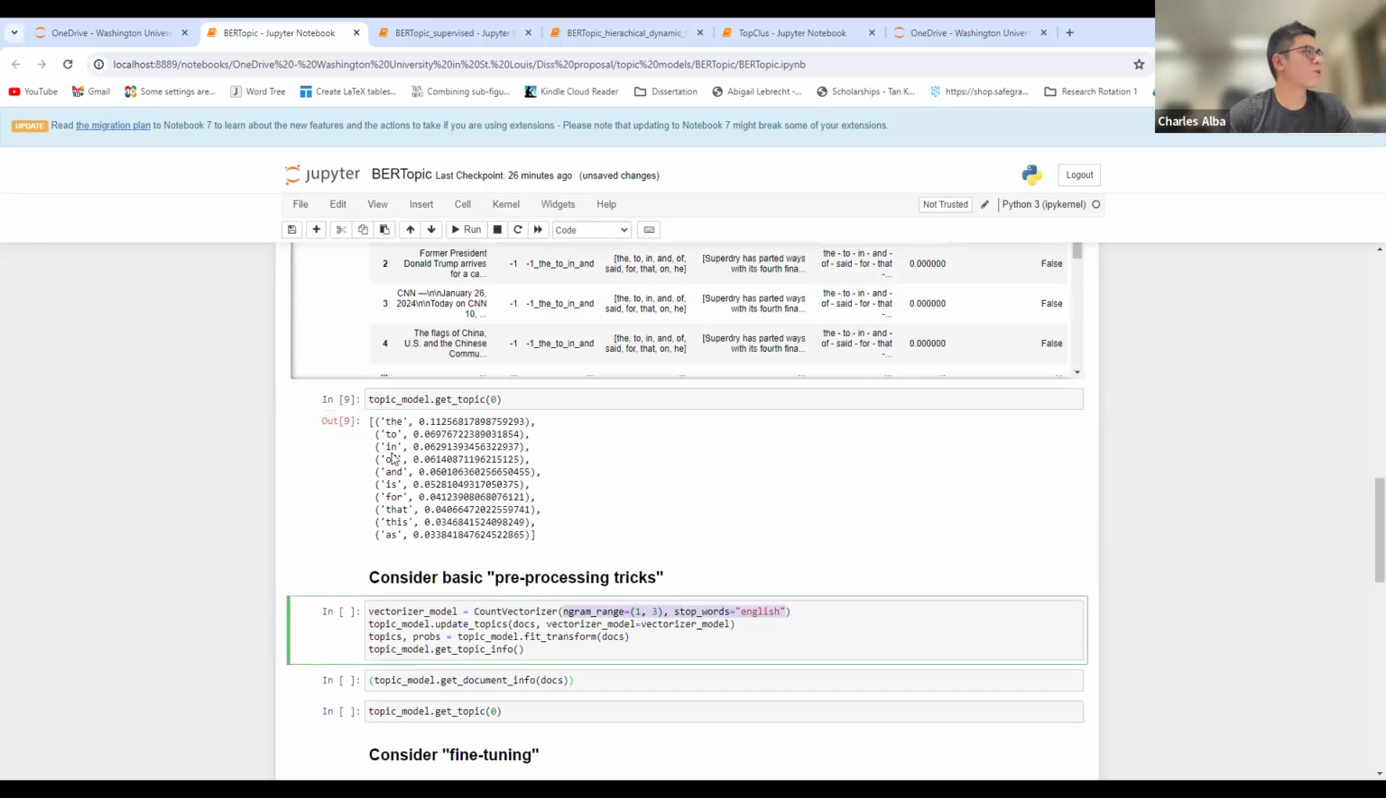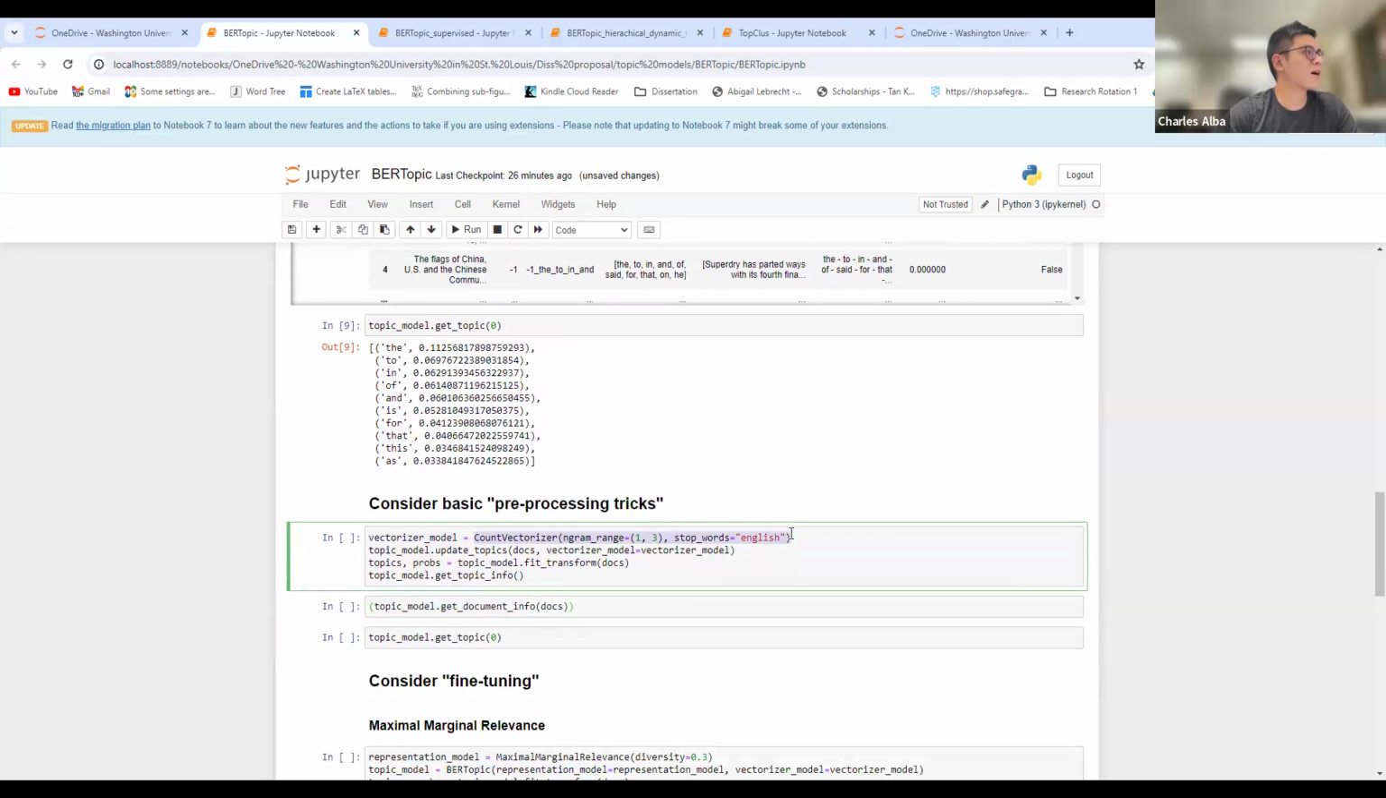Basically, the idea being that we do not want to see all these, what I call rubbish words. We want to see meaningful words, right? So, and this happens, right? You just pass the CountVectorizer here as the vectorizer model. And essentially, what happens is that when you're transforming back the words through TF-IDF, you ignore these very trivial words, right?